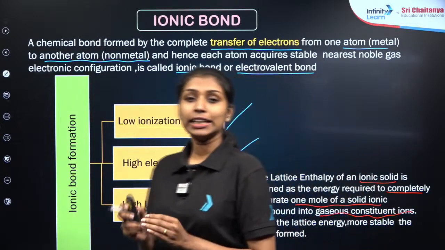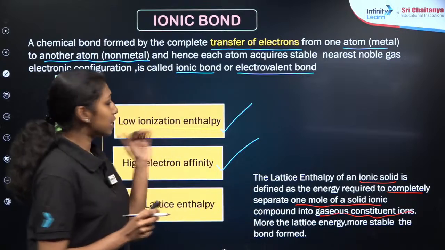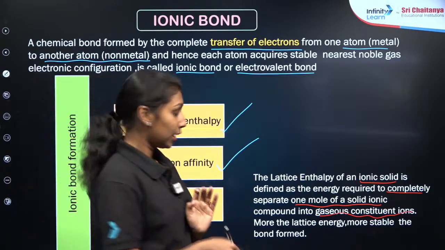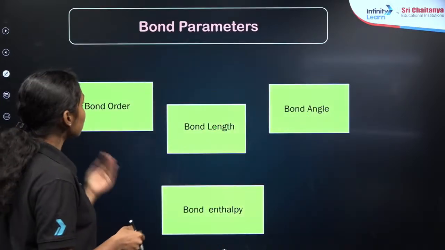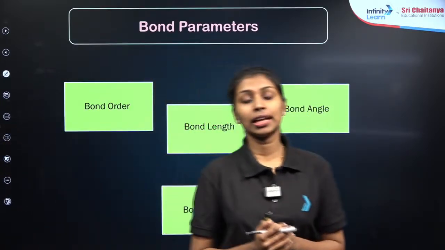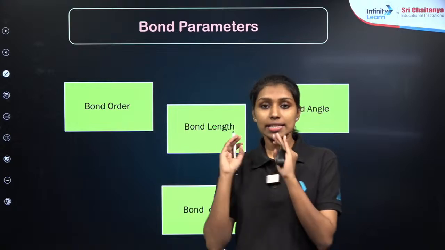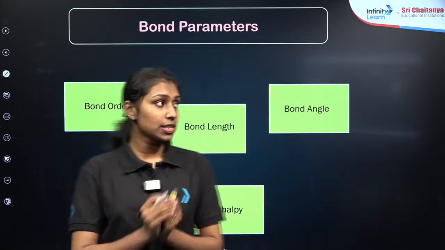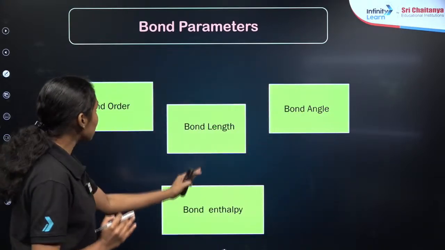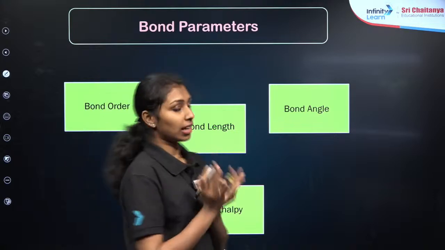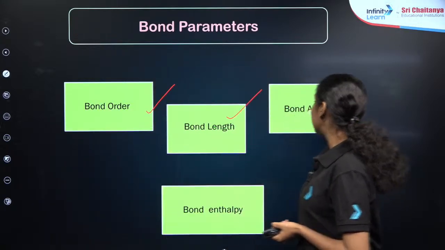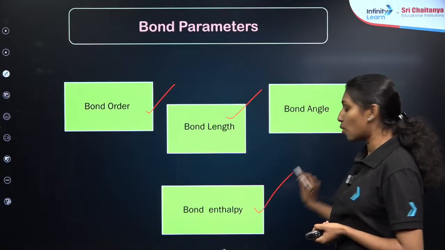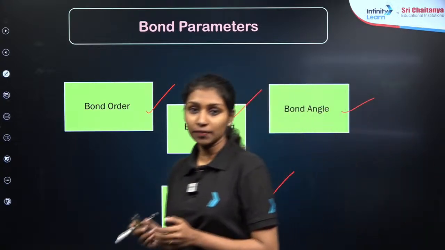Yes, fine. Now, let us move to the main agenda of this class, that is the bond parameters. What do you mean by bond parameters, or what are the different types of bond parameters which describe the bond, right? Parameters means something that defines the bond. We can see here these are the 4 parameters which we are going to discuss in detail in our class. First one, bond order. The second one, bond length. Third one, bond angle, and the last one, bond enthalpy, right? Let us start one by one.